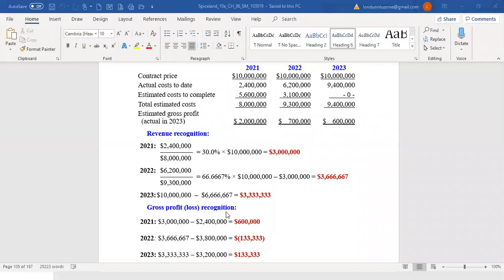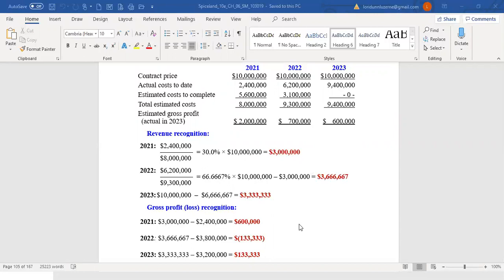And then in the fourth year, you're going to recognize 3,333,333 of revenue. Subtract the costs from that year, which were 3.2 million. So the gross profit will be a positive 133,333. Now net those 3 years gross profits together, and you only really recognize the ultimate actual gross profit of 600,000. So this is to show you in a year, you may have your gross profit become negative.